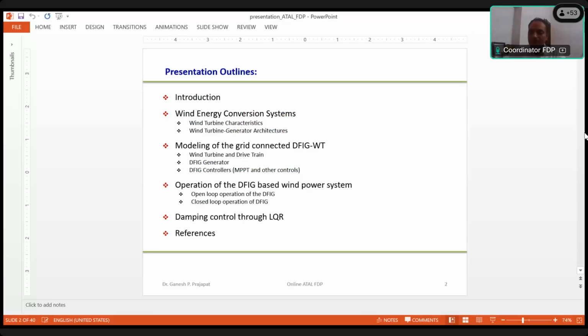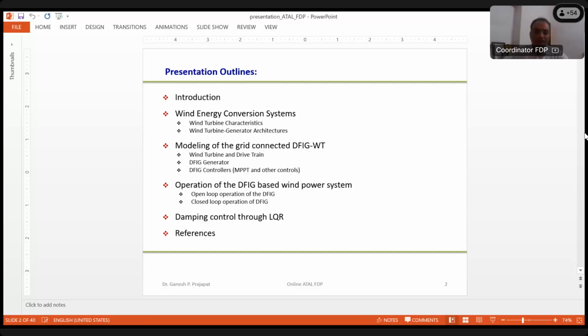So this is the outline of my presentation. The people who are from an electrical engineering background or a power system background are very well aware of this content. The advanced thing which I need to point out here is the damping control through LQR at the end. You may see it in the slide also. But the rest of the things are very conventional, and it is just general information for all kinds of participants.